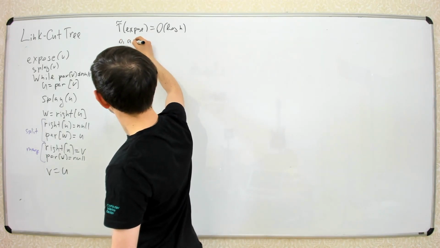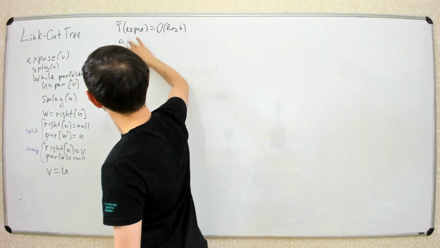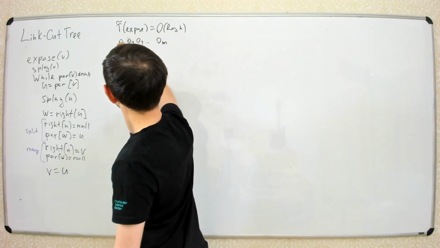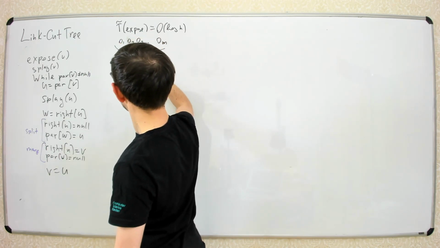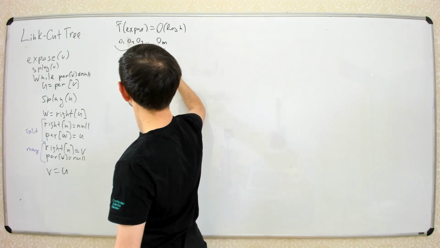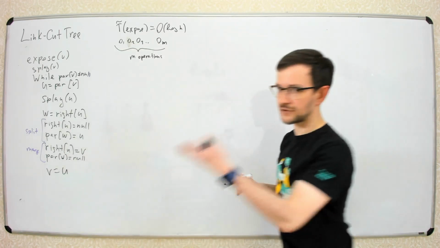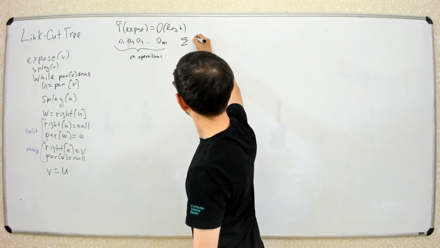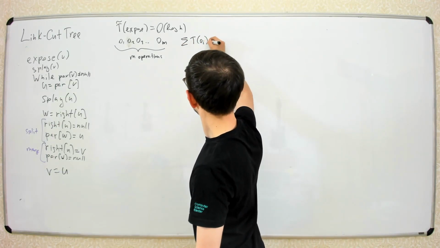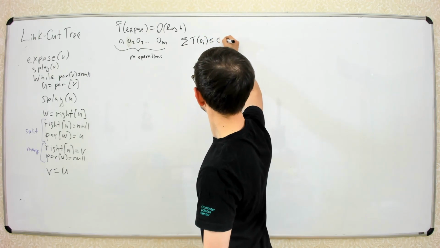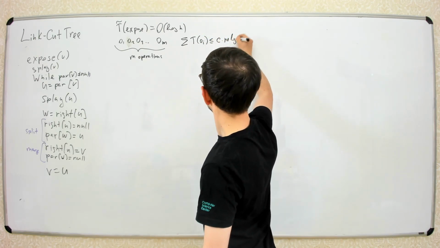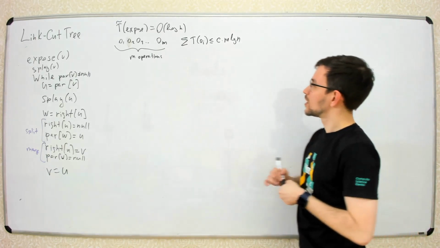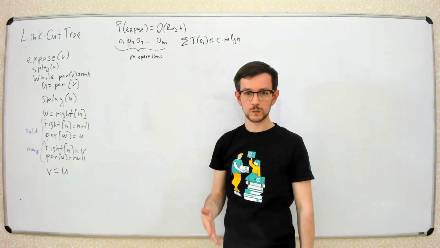and make a series of operations. You make operations O2, O3 and so on, OM. So you make M operations in series and try to calculate the total time of all these operations. It will be no more than some constant times M log n. That's what this amortized cost means.